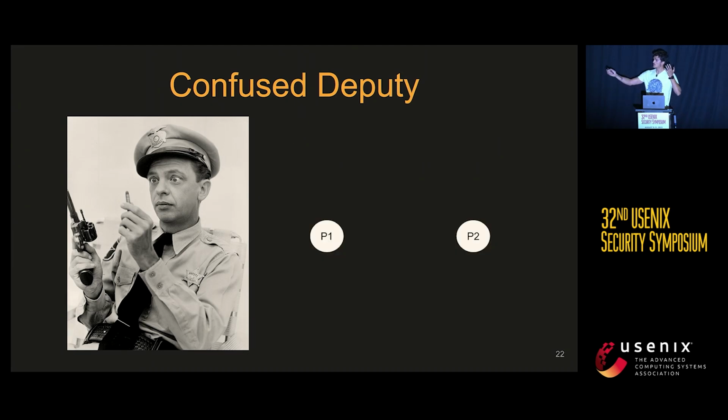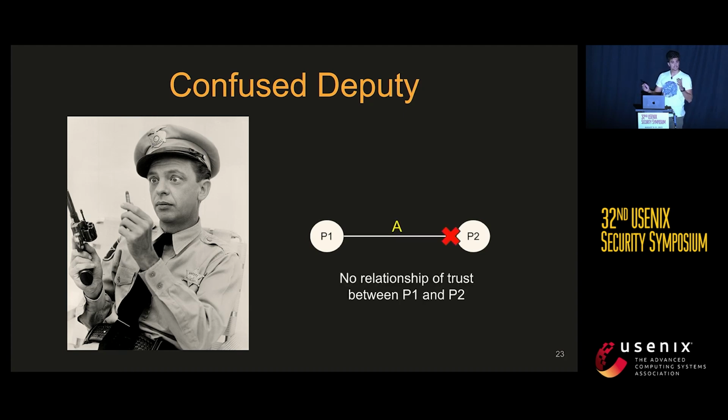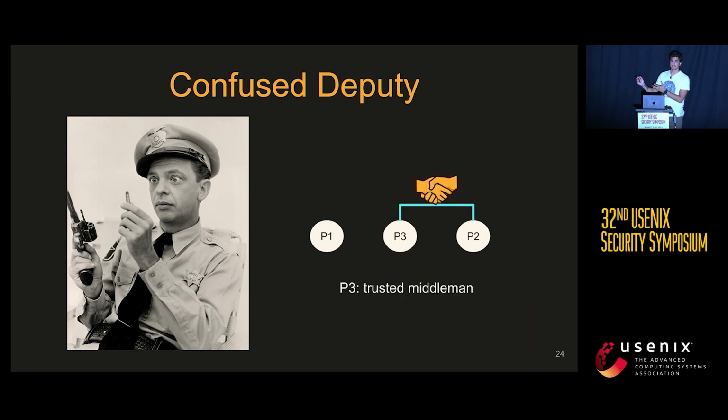Imagine you have 2 programs, P1 and P2, and there is no relationship of trust between these 2 programs. So if P1 asks for an action to be executed by P2, of course P2 is going to reject executing that action. However, if we introduce a trusted middleman called P3, and there is a trusting relationship between P3 and P2, it might be possible for P1 to trick P3 to perform the action on its behalf. So in this case, P1 elevated its privileges to execute that action against P2.